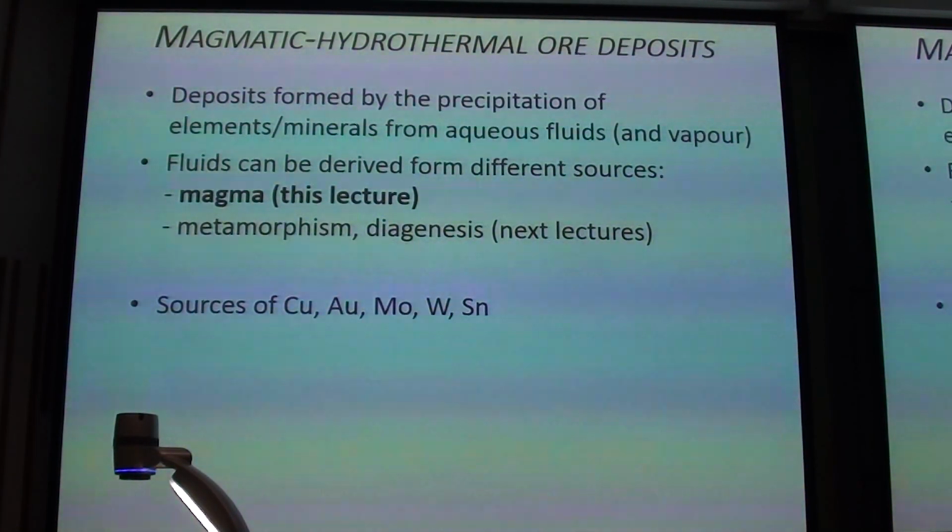So as we said, magmatic hydrothermal ore deposits are those formed from precipitation of metals or minerals from aqueous fluids or vapor. And the origin of these fluids is magma. We'll treat that in this lecture. Other sources we'll treat in the next lecture on Wednesday. And these are often the sources and the main deposits for copper, gold, molybdenum, tungsten, and tin.